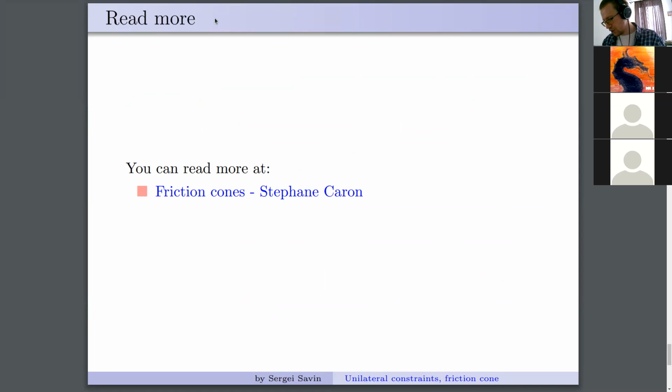I recommend you to read this book. Sorry, not a book, a web page. It's actually a very, very small web page, but just to brush up on the terminology and understand how top researchers in the area think.